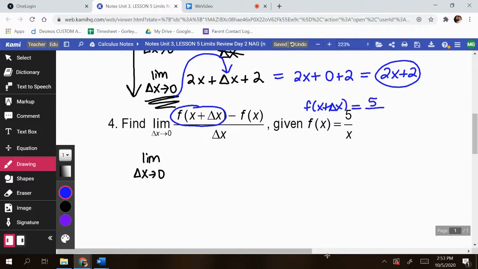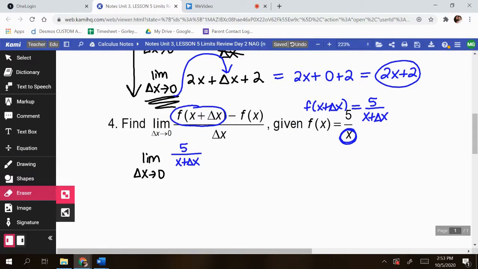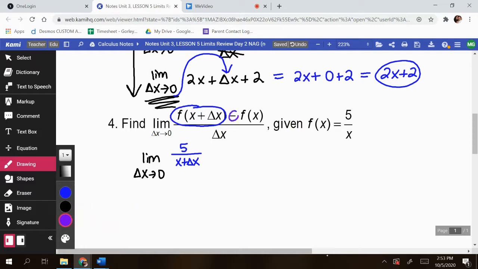That'd be 5 over, right? Everywhere we see an x before, now we're going to replace it with x plus delta x. So I'm going to write that down here, 5 over x plus delta x, minus, I have a minus sign, so I'm going to put minus f of x. Remember, if f of x is more than one term, you need to make sure that you put it in parentheses. Okay, here it's not really necessary because f of x is just 5 over x, so we'll leave it like that. All over delta x, and there we go.